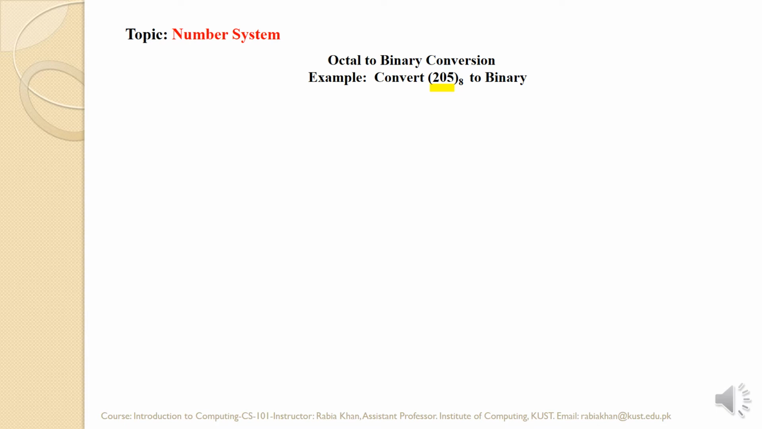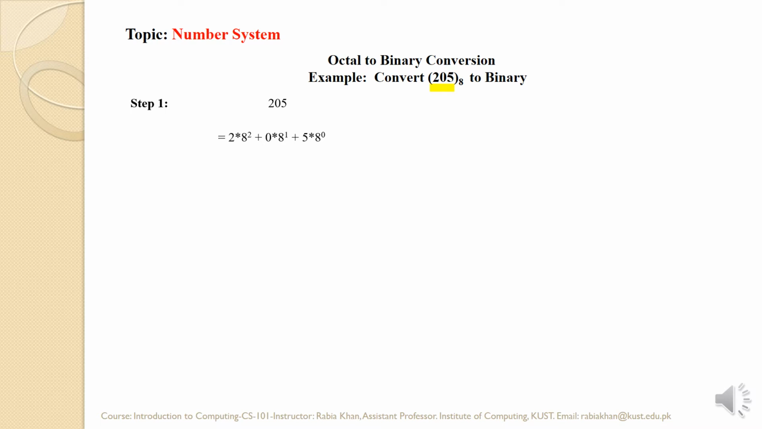But since here we are given a whole number, a complete number, an integer number, there is no fractional part in it. So our multiplication process here will start from right to left. The power of 8 will start from 0. So let's apply the first step. We need to first convert this octal number into decimal number. So step 1, 205 is the given number.